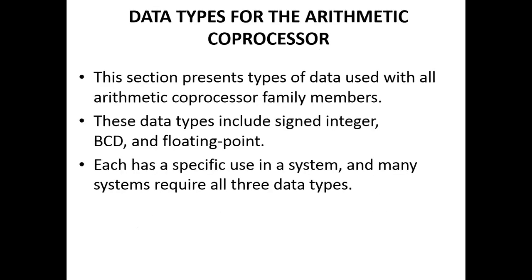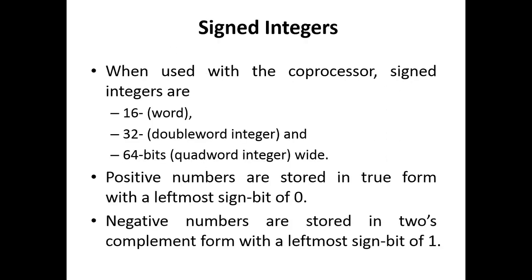Data types. Basically, the coprocessor data types are signed integer, BCD, and floating point numbers. In this section, we will be discussing these three data types, which are supported by all the math coprocessors and the main processors as well. We'll start with the signed integer. The signed integer is a data type of the coprocessor which is of 16 bits, 32 bits, and 64 bits. 16 bits is also known as a word, 32 bits is known as a double word integer, and 64 bits is known as a quad word integer.